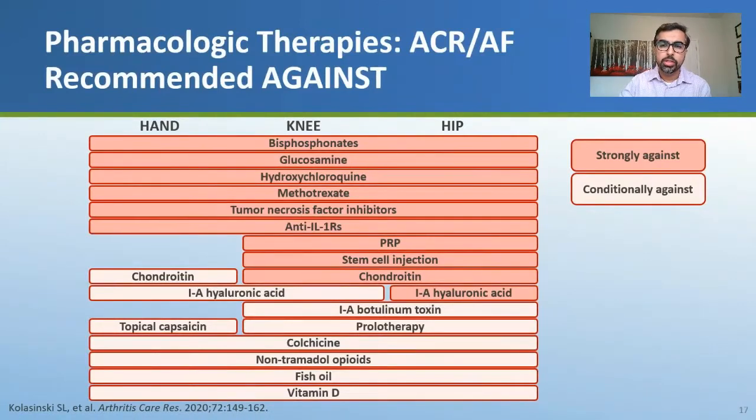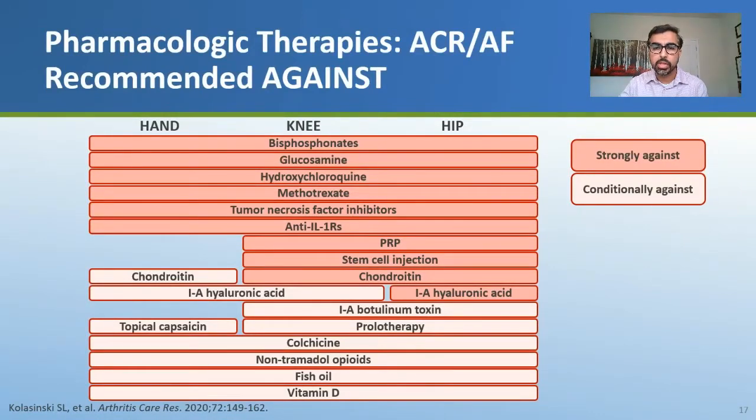Pharmacologic therapies the ACR recommends against include bisphosphonates, which are usually used for osteoporosis, glucosamine, hydroxychloroquine, methotrexate, tumor necrosis factor inhibitors, anti-interleukin-1 receptors, which are generally used for more inflammatory arthritis. And there's a strong recommendation against using PRP for the knee and the hip, as well as stem cell injections. And there's a conditional recommendation against chondroitin for the hand, and a strong recommendation against chondroitin for the knee and the hip.